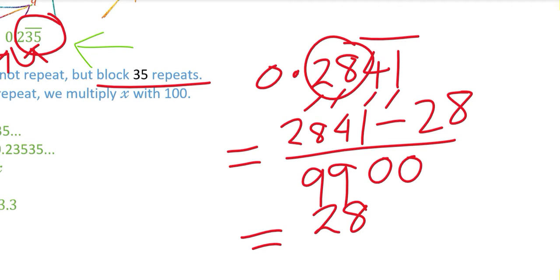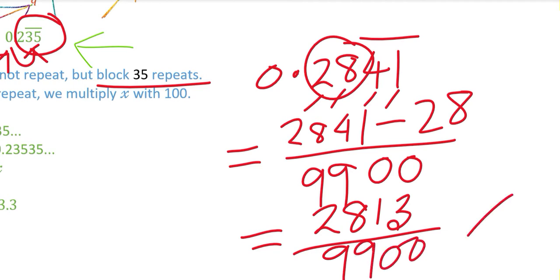So we get 41 से 28 subtract करने से कितना मिलता है? We get it to be 13 मिलता है. So 13 by 9900. That's your answer. खत्म.